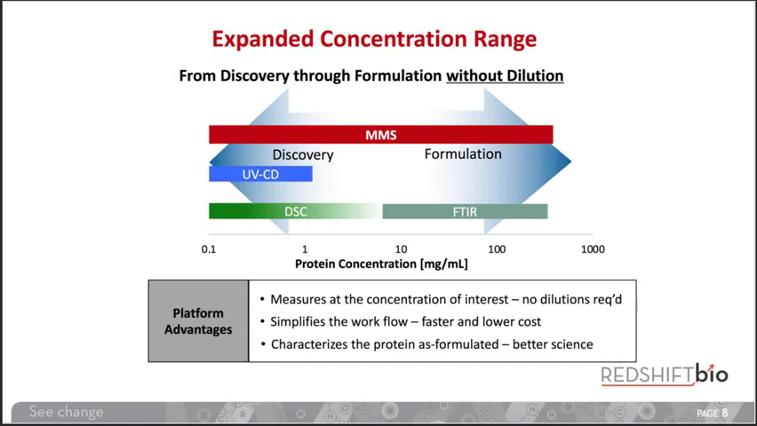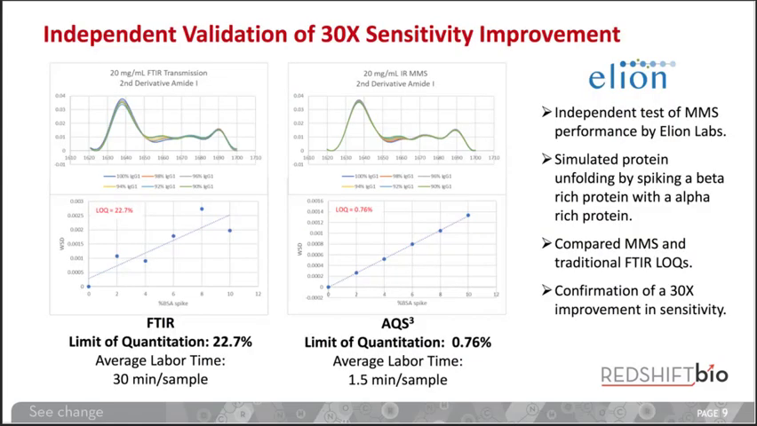So you now can measure at the concentration of interest. There's no need to dilute your sample. This simplifies prep and workflow. But more importantly, you're able to actually measure the protein conformation in the formulation of interest, and that's just better science. So these performance advantages were independently validated by Elion, which is an analytics group out in Colorado.